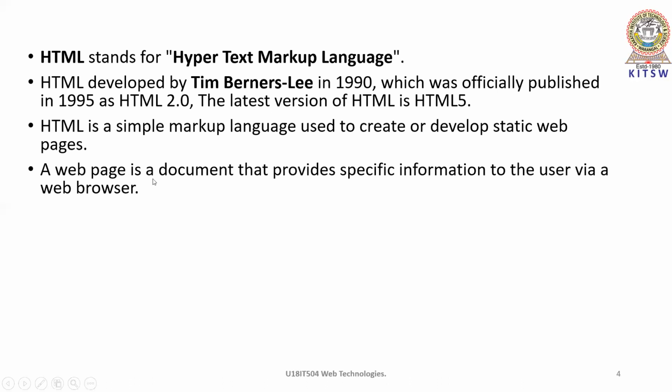What is a web page? A document which contains information which is provided to a user via a web browser. A web page is nothing but a document that provides specific information to the user via a web browser like Internet Explorer, Microsoft Edge, or any other web browser. This is about the HTML web page.